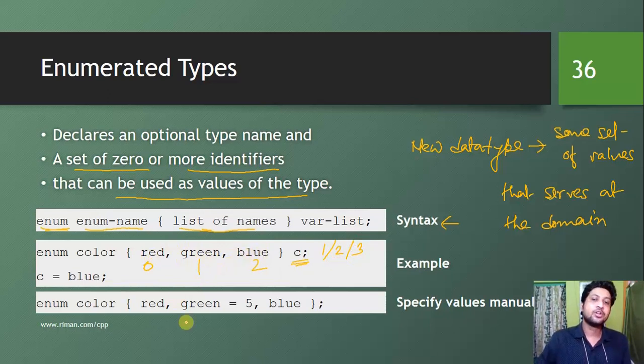You can also override or manually specify the values. So enum color, so we have specified this green as 5, right? But whenever we specify one of these names, the other names will be readjusted. So the previous one will be 1 minus this, so this will be 4, and the next one will be 1 plus this, so it will be 6. So now if we have an enumerated type of variable, or color type of variable, it can only store 4, 5, or 6, or red, green, or blue.